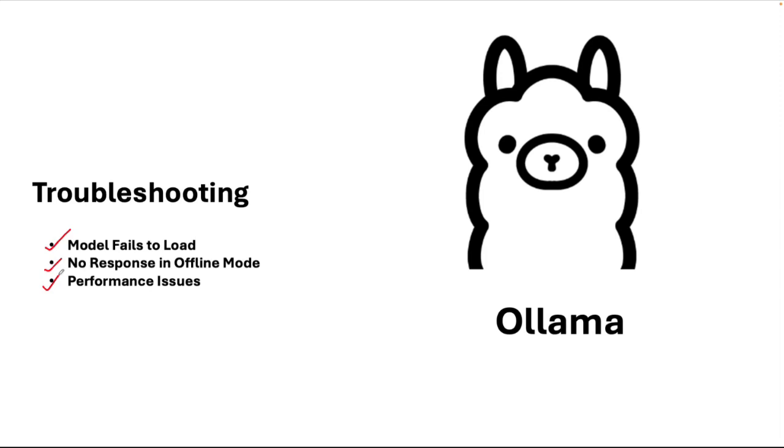Now on the performance issue, you can do a couple of things. One is to reduce the model size or close background applications. Okay, and then for advanced users, you can consider optimizing your system swap memory or upgrading hardware. So that is another thing which you need to take care of, and then you can explore other possibilities if you are struggling with performance issues.